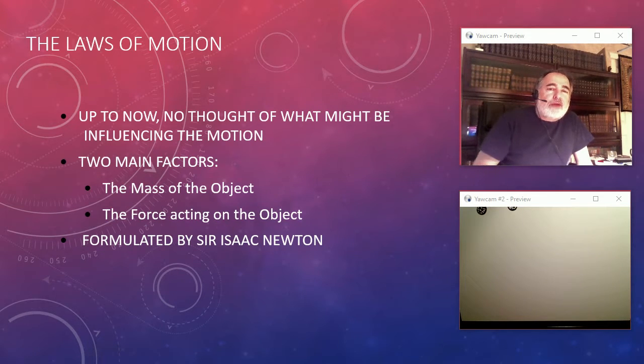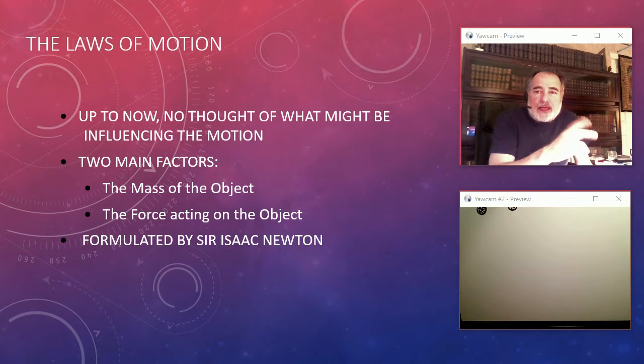Up to now, we haven't really been looking at what is causing motion to happen, whether it be kinematics in one dimension or in two dimensions, where you break the vectors into their components. We haven't really been looking at what causes that motion to happen. What causes the velocity to go from 0 to 50 meters per second, for instance.